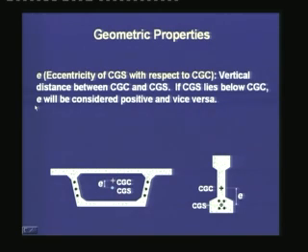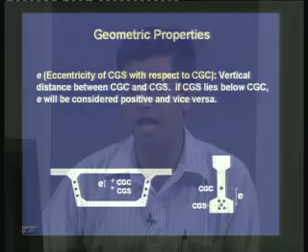Another most important variable that we shall use in our calculations is the eccentricity, which is the vertical distance between the CGS and the CGC. Now, if the CGS lies below the CGC, then we shall consider the eccentricity to be positive, and if the CGS lies above the CGC, then the eccentricity will be considered to be negative.